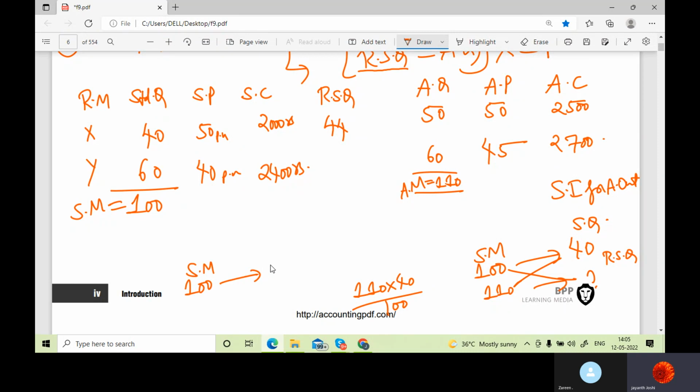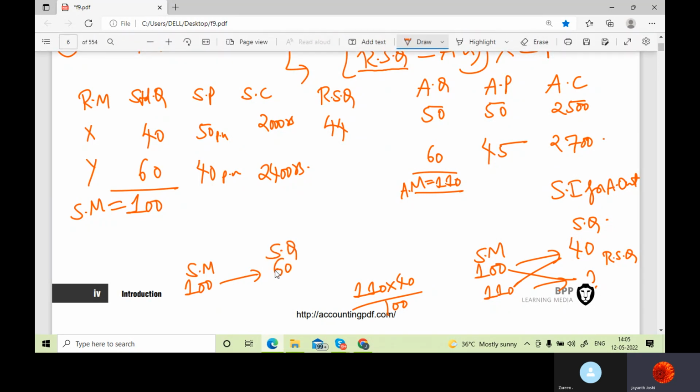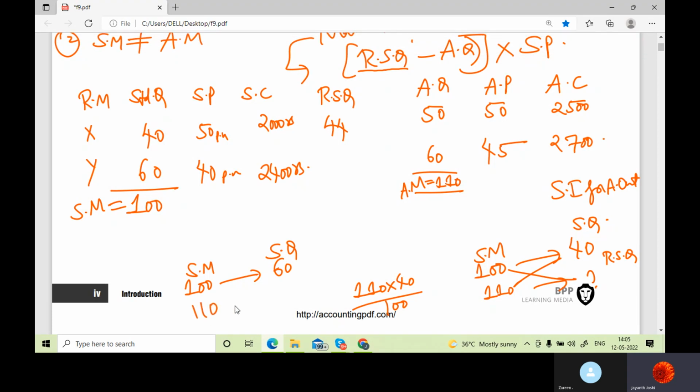For this much standard mix, if the standard quantity is 60, for this much actual mix, what is the revised standard quantity? So 110 into 60 by 100. So can you tell me the answers here?